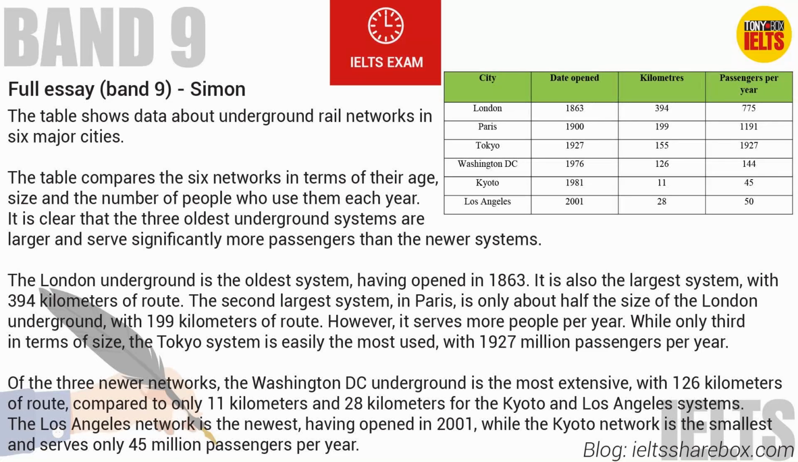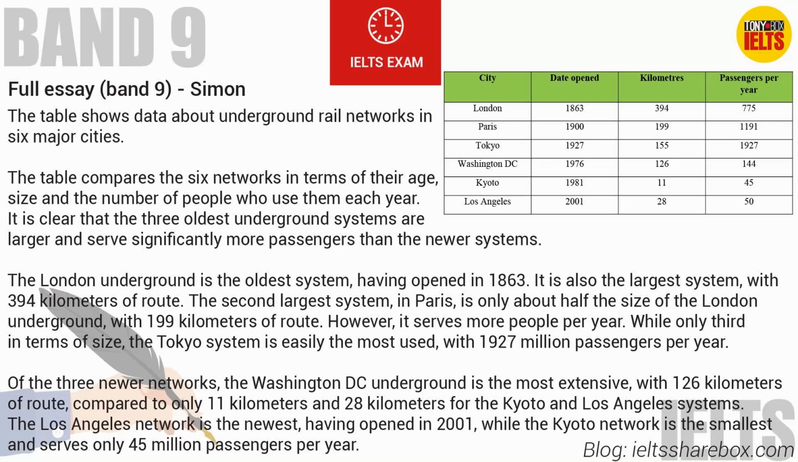It is also the largest system, with 394 kilometers of route. The second largest system in Paris is only about half the size of the London Underground, with 199 kilometers of route. However, it serves more people per year. With only a third in terms of size, the Tokyo system is easily the most used, with 1,927 million passengers per year.